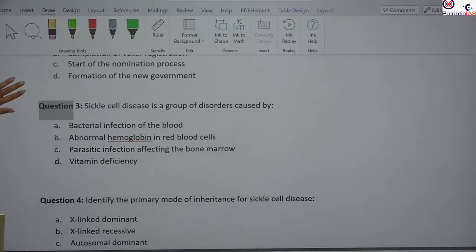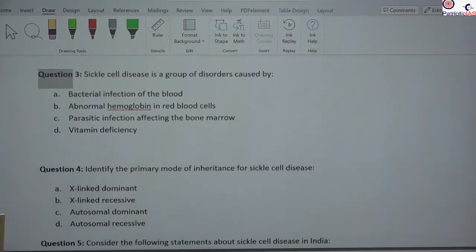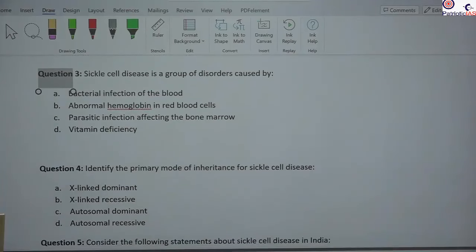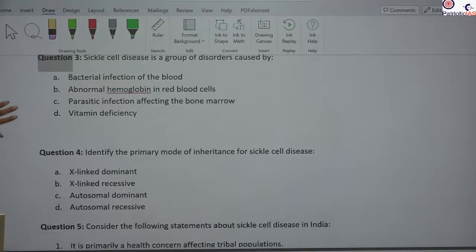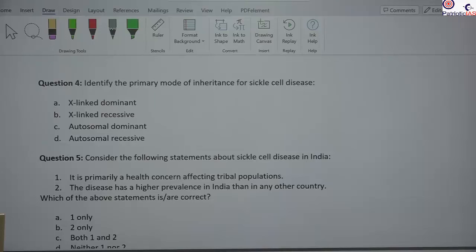Sickle cell disease is a group of disorders caused by: A. bacterial infection of the blood, B. abnormal hemoglobin in red blood cells, C. parasitic infection affecting the bone marrow, D. vitamin deficiency. What is the answer? Question number 4. Identify the primary mode of inheritance for sickle cell disease. A. X-linked dominant, B. X-linked recessive, C. Autosomal dominant, D. Autosomal recessive. Please answer.